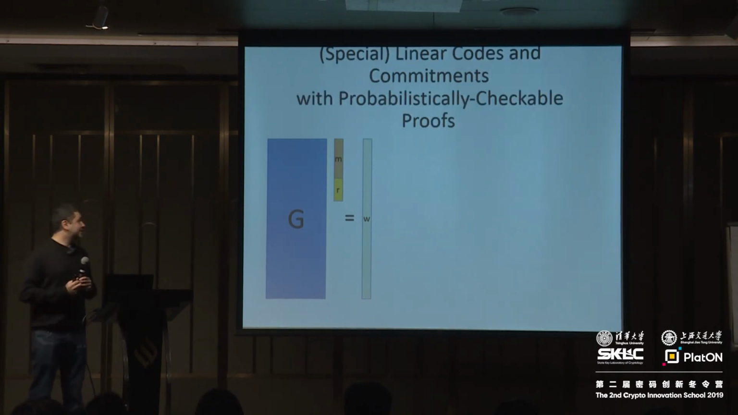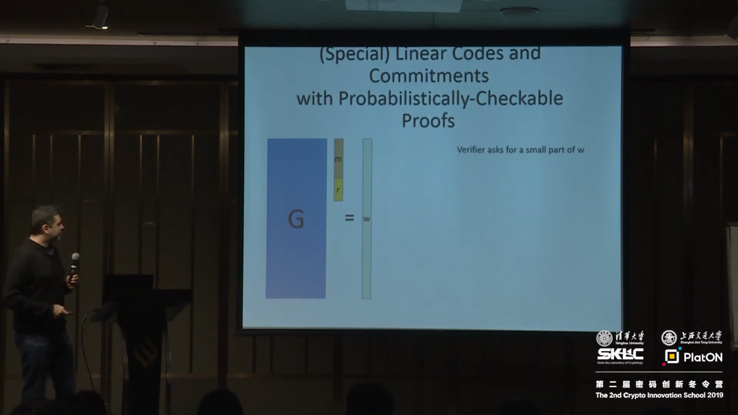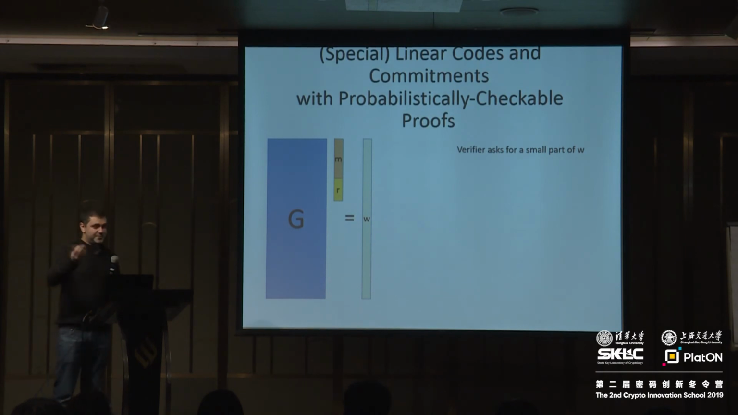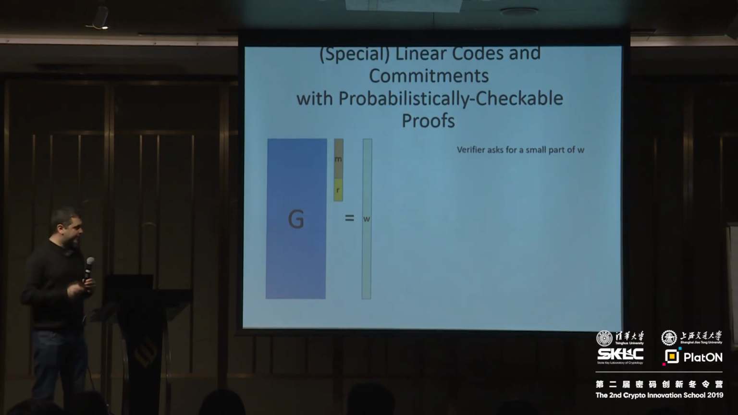So what you need is linear codes with PCPs, with probabilistically-checkable proofs. The idea is you have to do something interactive, or non-interactive in more. The prover commits to a W. So it computes the W, and the verifier only asks for a small part of W.